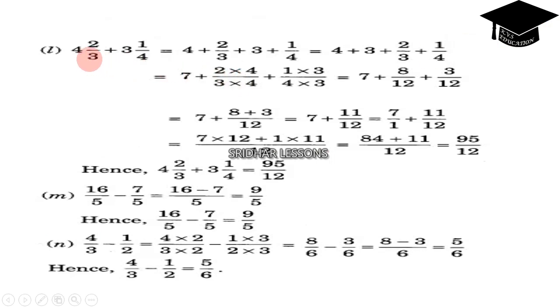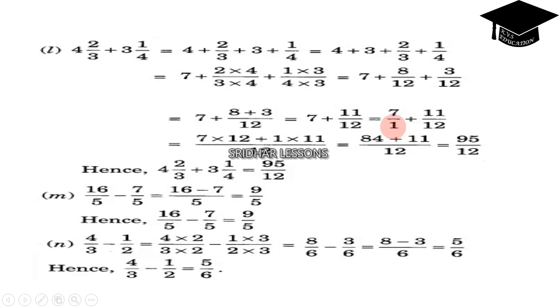Next mixed fraction is 4 into 2 by 3 plus 3 into 1 by 4. So we can convert this as 4 plus 2 by 3 plus 3 plus 1 by 4. So this 4 plus 3 is 7, and we have 2 by 3 plus 1 by 4. To make the common denominator, 2 by 3 can be multiplied with 4 by 4, and 1 by 4 can be multiplied with 3 by 3, which is equals to 7 plus 8 by 12 plus 3 by 12. Since they have common denominator, so we can make this as 7 plus 8 plus 3 by 12. This is equals to 7 plus 11 by 12.